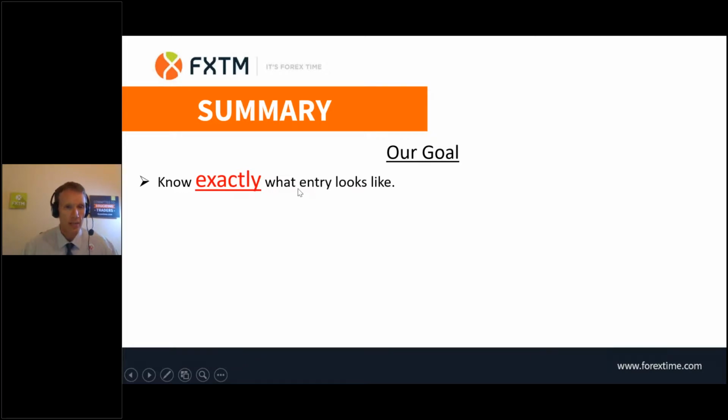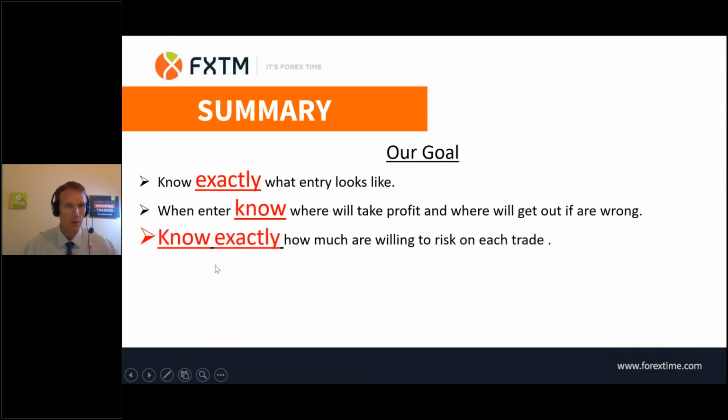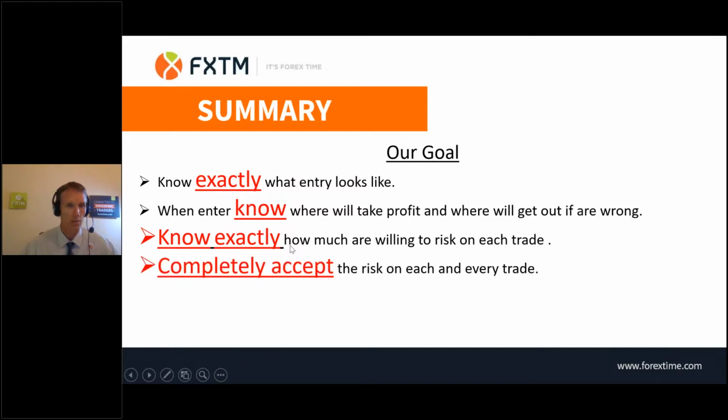Right, what do we need? We want to know exactly what the entry looks like. I think this qualifies, right? We want to know where to take our profit and where to get out when it's wrong. We want to know exactly how much risk we're willing to take. Calculated risk, very, very important.